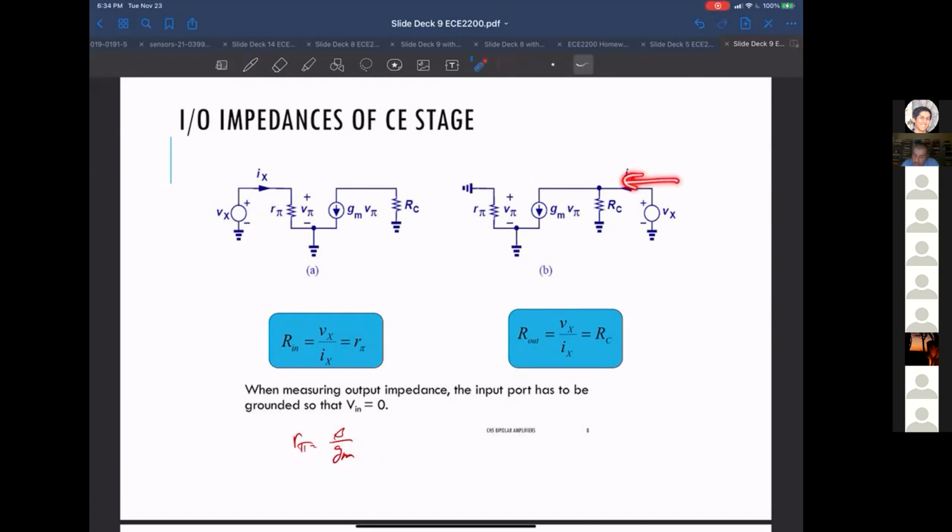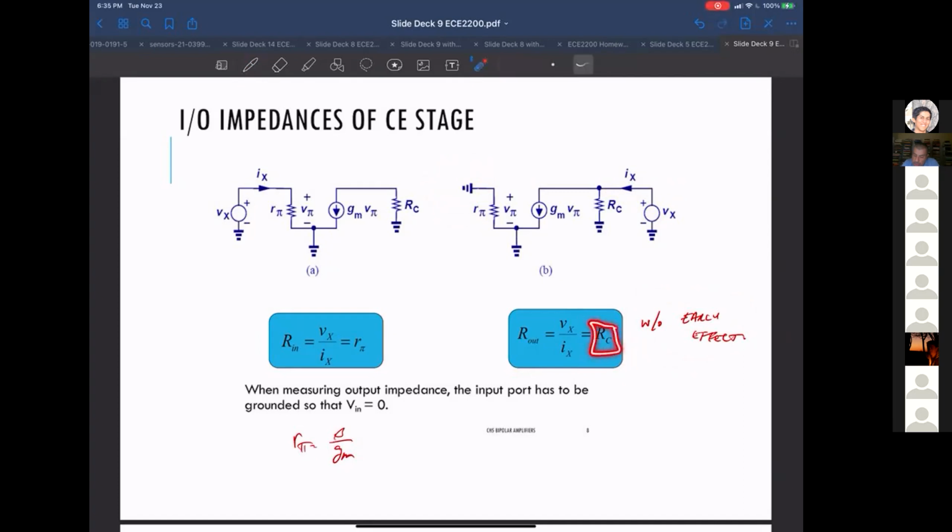And the output impedance, this is without the early effect. You do the same thing. You put a perfect voltage source on the output. You measure the current going into the input, except in this case, you also short the input. You have to remember to short the input. You analyze the circuit, and again, without the early effect, you just get the load resistance as the output impedance.